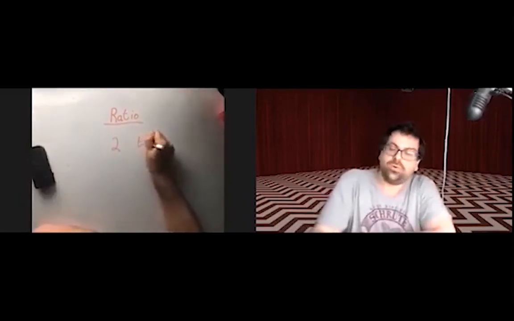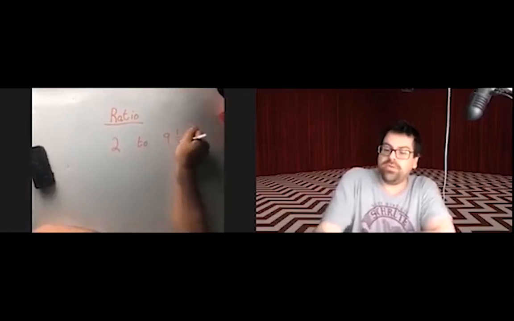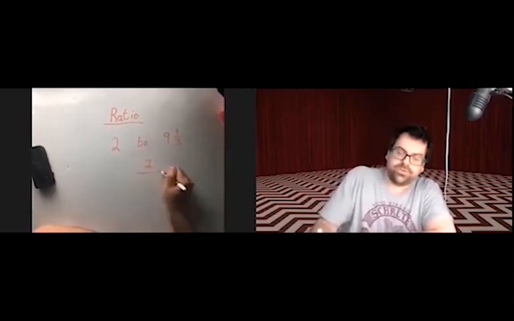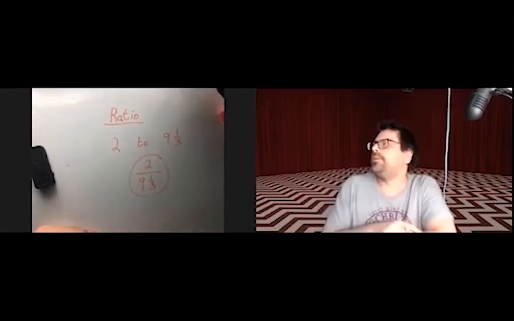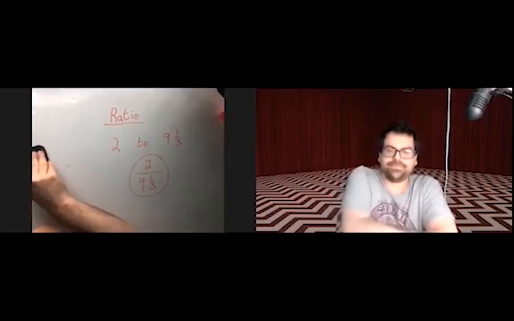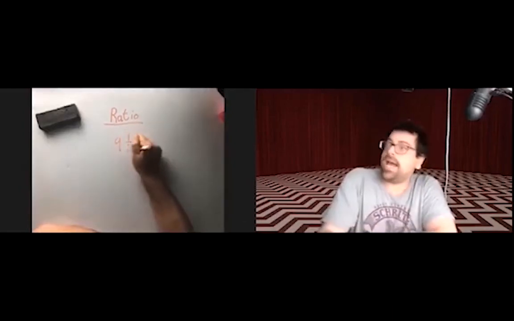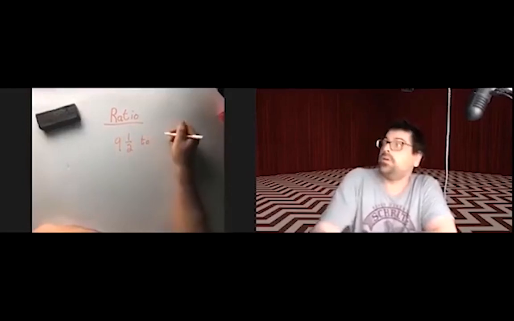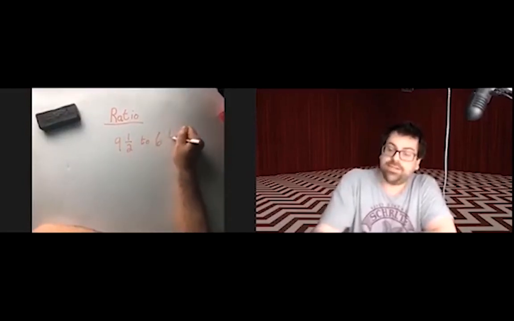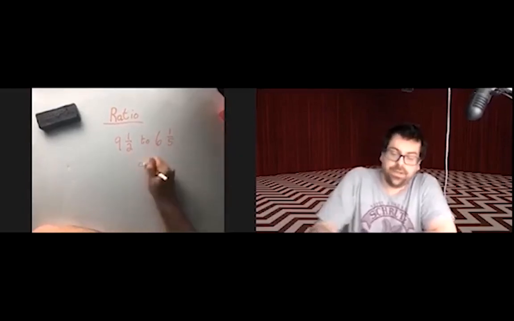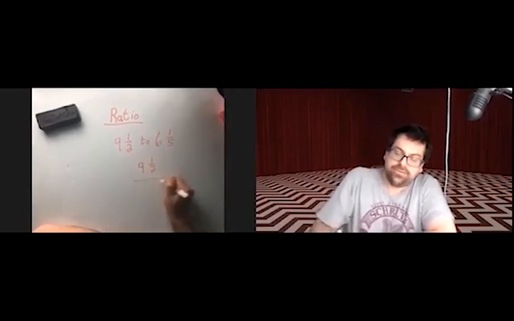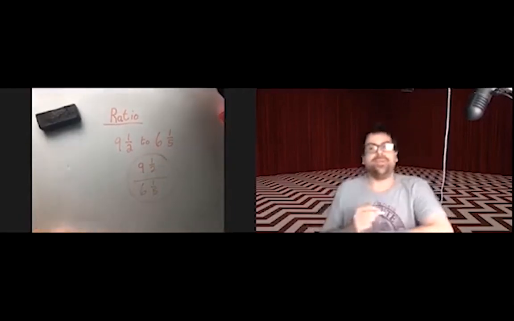2 to 9 1/3 would be 2 over 9 1/3. We just write it as a fraction. We don't simplify. 9 1/2 to 6 1/5 is 9 1/2 over 6 1/5. That's all there is to it.